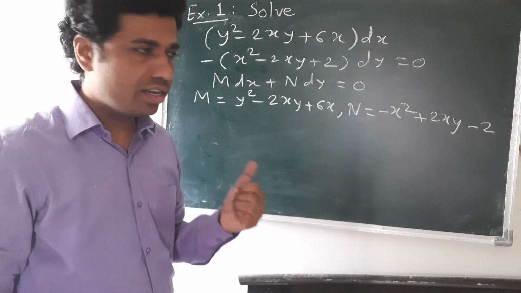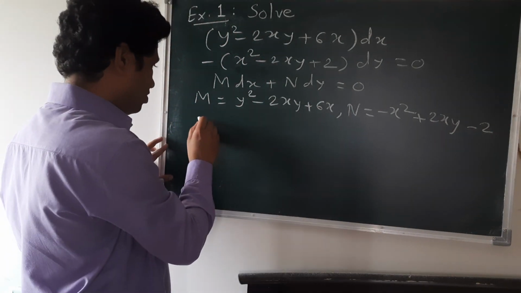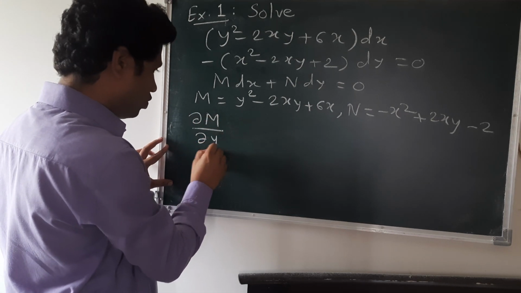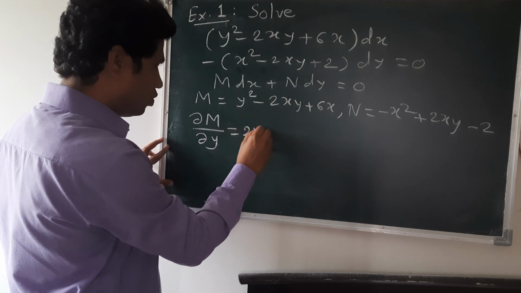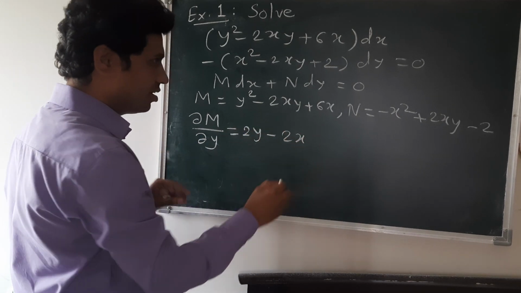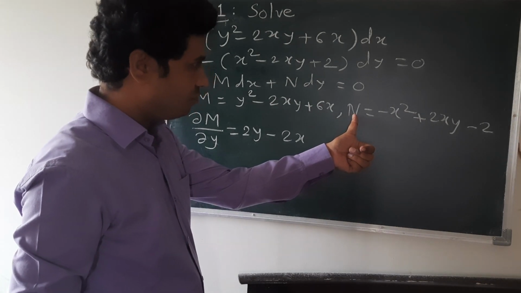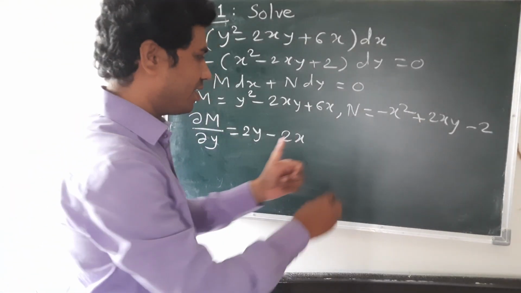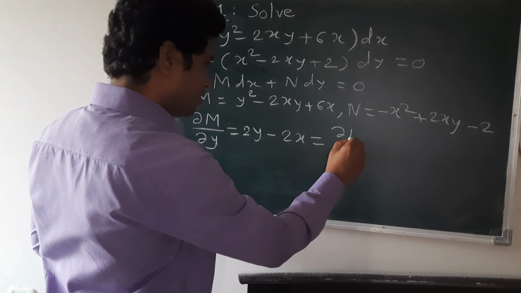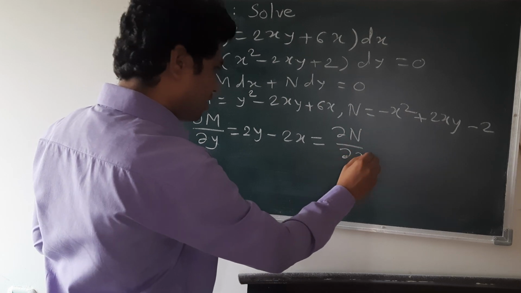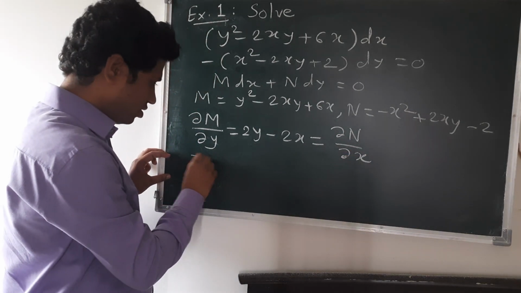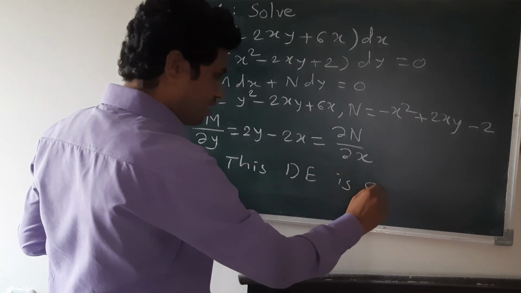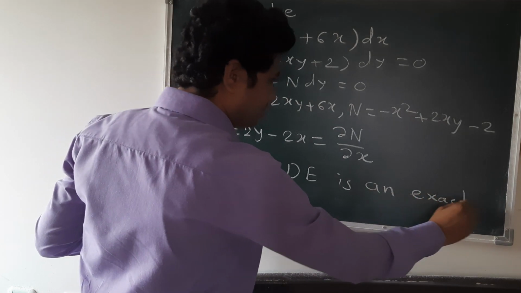Now we check the condition for exactness. Let us find partial derivative of M with respect to y. It is 2y − 2x, and partial derivative of N with respect to x, it is −2x + 2y. So this is same as ∂N/∂x. So this differential equation is an exact differential equation.